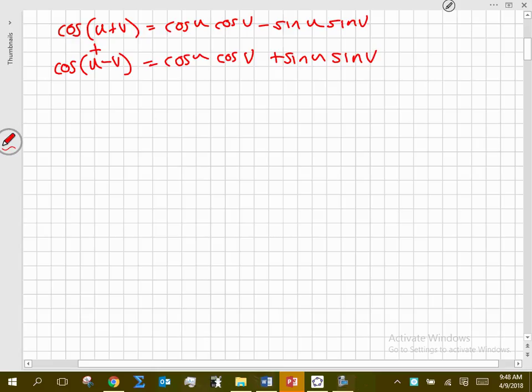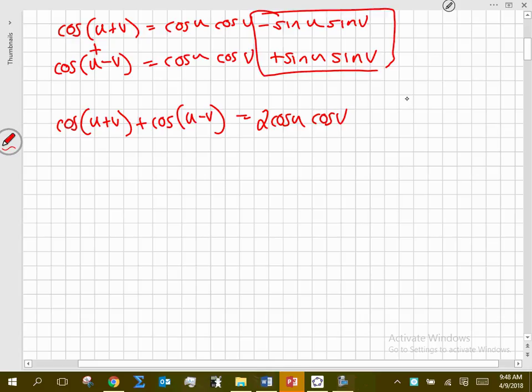If I add straight down, we'll get cosine of u plus v plus cosine of u minus v, right? What happens when I add straight down here? 2 cosine u cosine v's. What happens when I add straight down there? The sine terms go away. Can I multiply both sides by a half then? And there's the development of my cosine u cosine v product to sum formula.